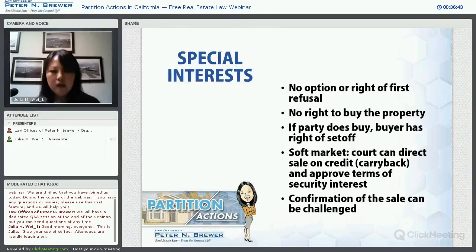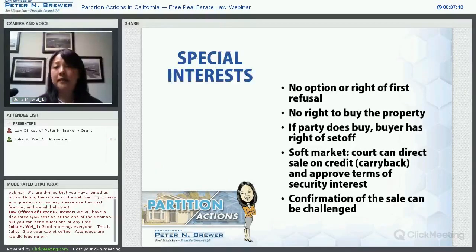Okay, so I don't see any questions on my chat list, so I'm going to hit a couple of the special interests sections here. A common question that I get is, what about the right to buy out the other co-owner? Sometimes you have a situation where one co-owner has significant funding available, and so they want to make an offer to buy it out.